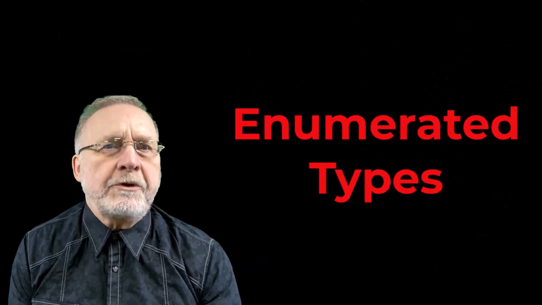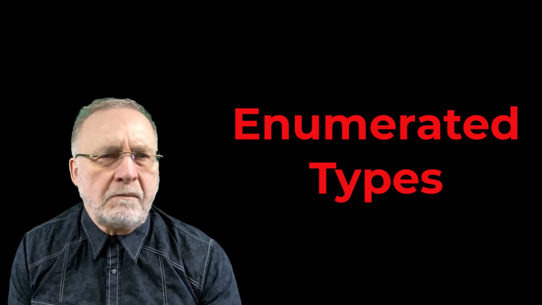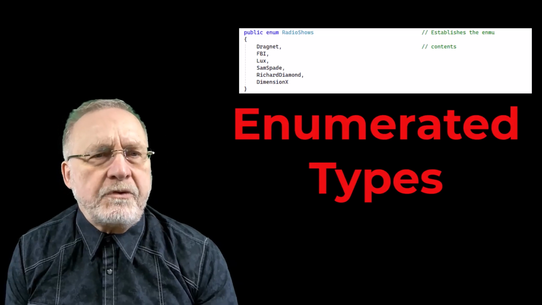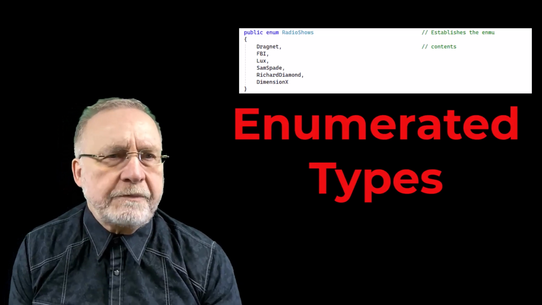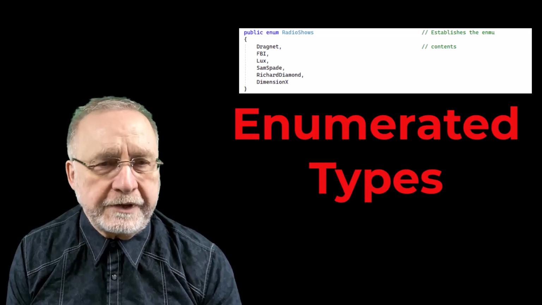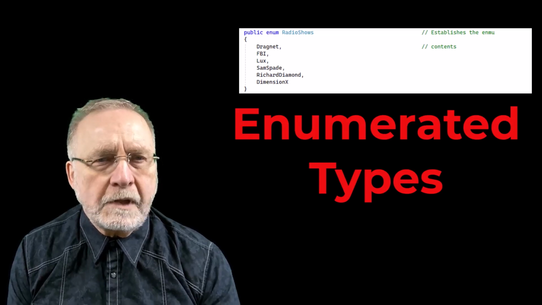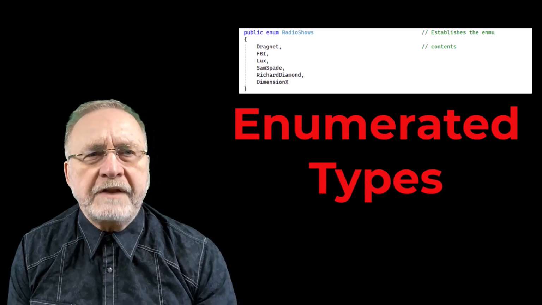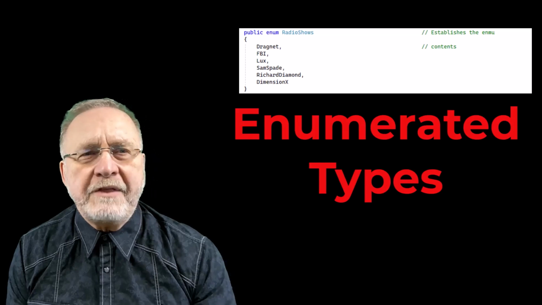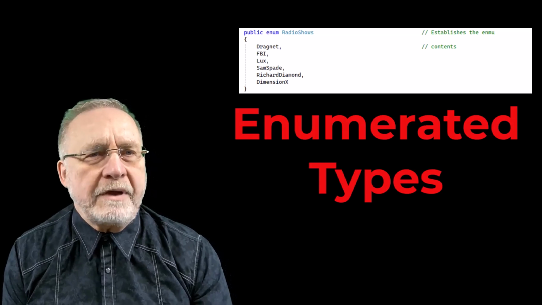The video is Enumerated Types. Well, what are enumerated types? In short, they are data types you create. You name the data type. You specify all valid content to the data type. For example, you create a data type called radio shows. You add in all the valid radio show names you will allow in this data type.